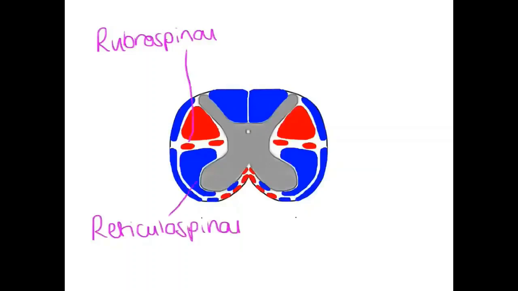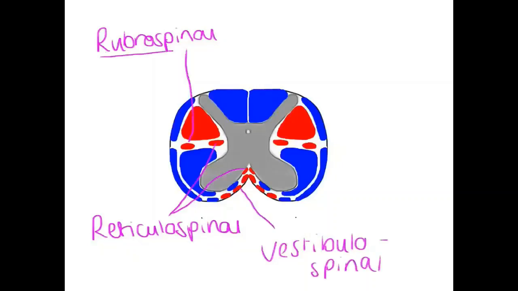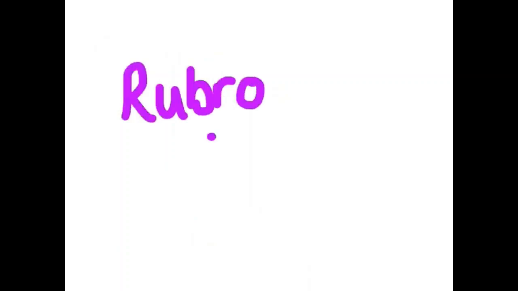The reticulospinal is split into two tracts, the medial, aka pontine, and lateral, aka medullary. The vestibulospinal tract is in the anterior white column.